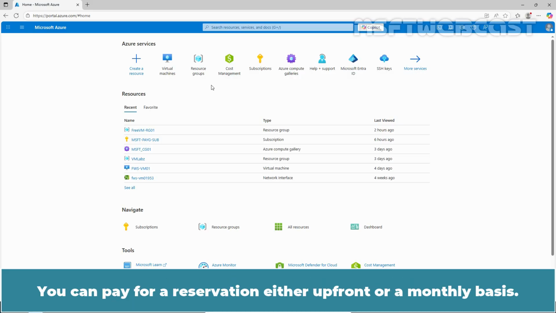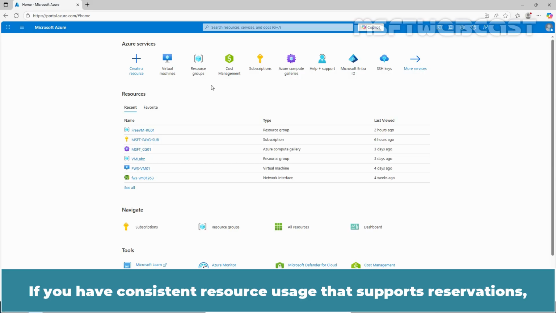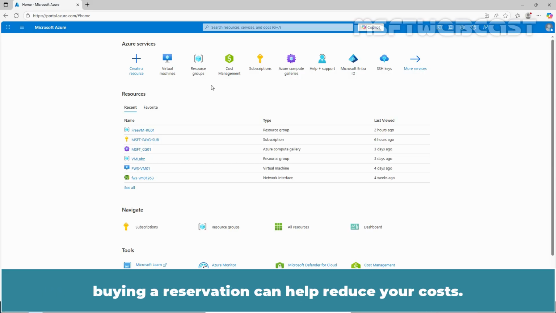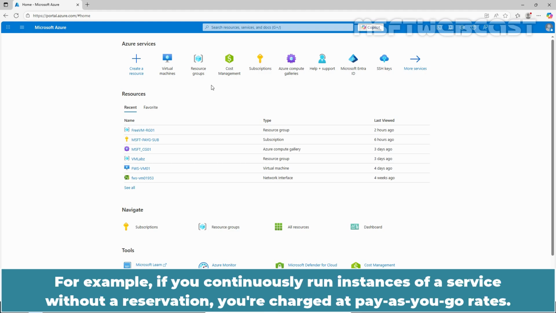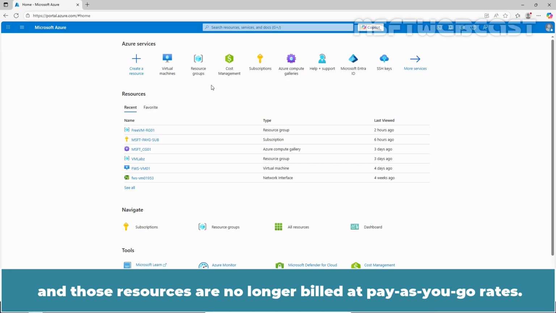You can pay for a reservation either upfront or on a monthly basis. The total cost is the same for both options and there are no additional fees for choosing the monthly payment plan. If you have consistent resource usage that supports reservations, buying a reservation can help reduce your cost. For example, if you continuously run instances of a service without a reservation, you are charged at pay-as-you-go rates. Once you purchase a reservation, the discount is applied immediately and those resources are no longer billed at pay-as-you-go rates.